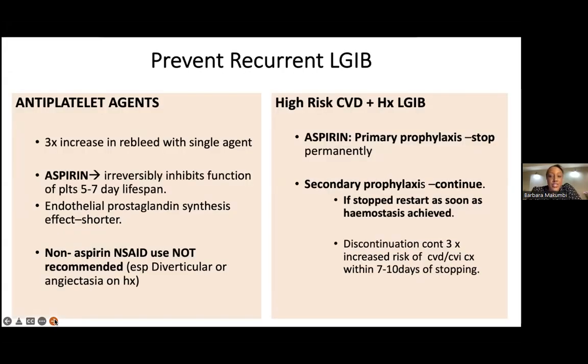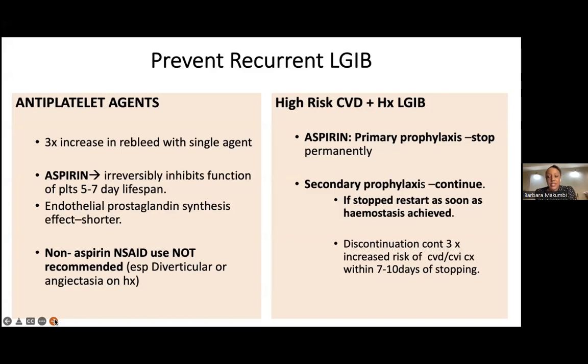So highlighting drugs when it comes to preventing recurrent lower GI bleeds in patients that are particularly cardiac. Your antiplatelet agents, such as aspirin. Aspirin, basically, you have as primary or secondary prophylaxis. When a patient is on primary prophylaxis with aspirin, we stop that permanently and we do not consider restarting. Secondary prophylaxis is different. You continue the treatment when the patient's bleeding, or if stopped because of a massive GI bleed that's unstable, we restart as soon as hemostasis is achieved.